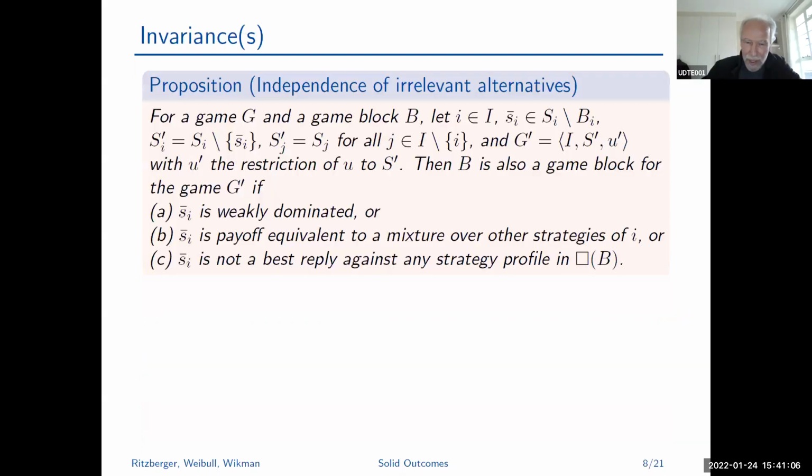Actually, also the next proposition is pretty much straightforward. It's actually three different statements, but the proofs are identical for the three statements. So it's the same proof. That's why we combined these invariance properties here in one statement. This invariance here is about deleting a strategy for one player. Suppose we look at the game and we have a game block B, and then for some player, we take a strategy that is not in his factor of the game block and delete it from the game. That gives us this game G prime.